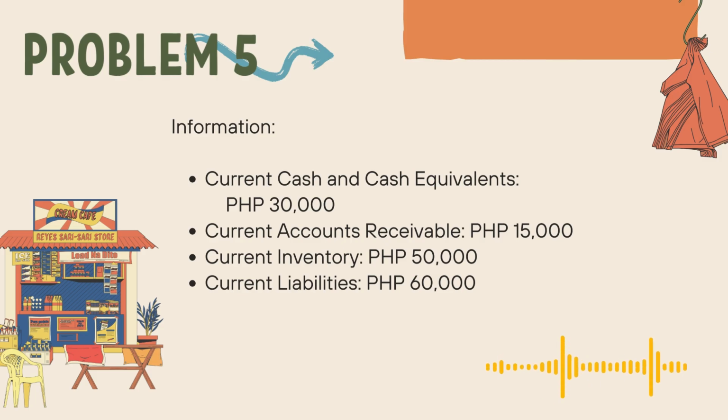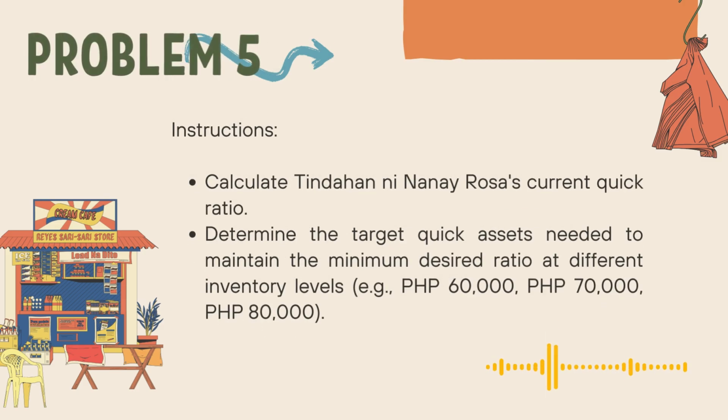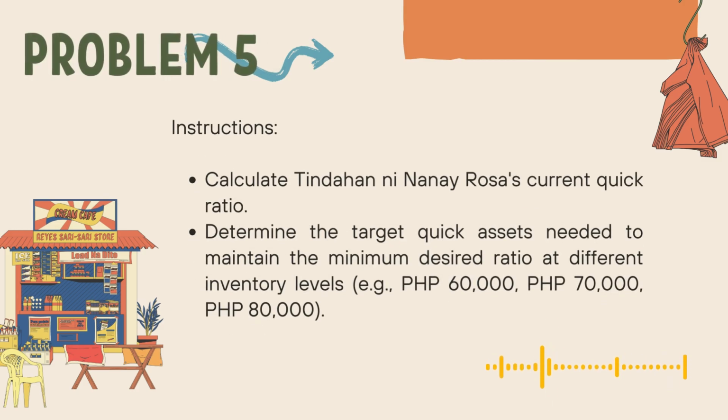So here is the information. Current cash and cash equivalents of 30,000 pesos, current accounts receivable of 15,000 pesos, current inventory of 50,000 pesos, and current liabilities of 60,000 pesos. So we need to calculate the Tindahan ni Nanay Rosa's current quick ratio. And then maybe determine the target quick assets needed to maintain the minimum desired ratio at different inventory levels. Okay, let's try for example 60,000 pesos, 70,000 pesos, and 80,000 pesos.